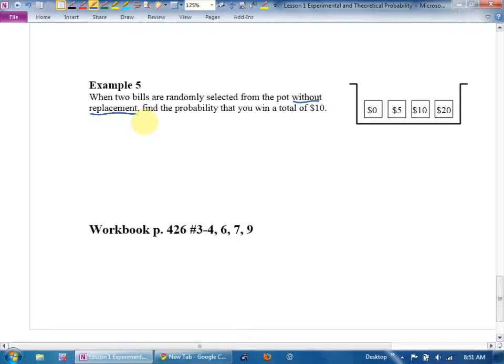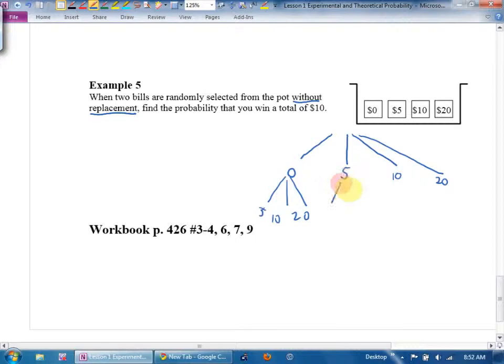On the first draw, we can get a 0, a 5, a 10, or a 20. But now you're not replacing the bills. So on this second draw, there's only three options. I've already picked a 0. What's left in this particular pot? 5, 10, and 20. Down this branch, there's also only three options. What's left? 0, 10, and 20. 0, 5, and 20. 0, 5, 10. Right?